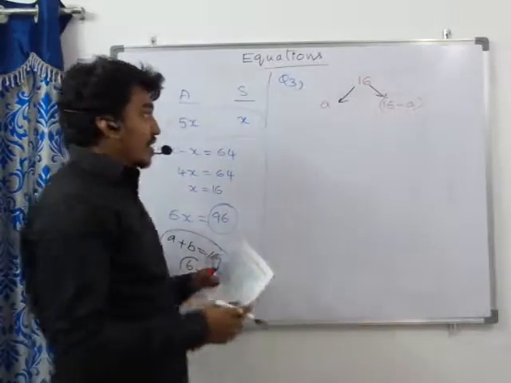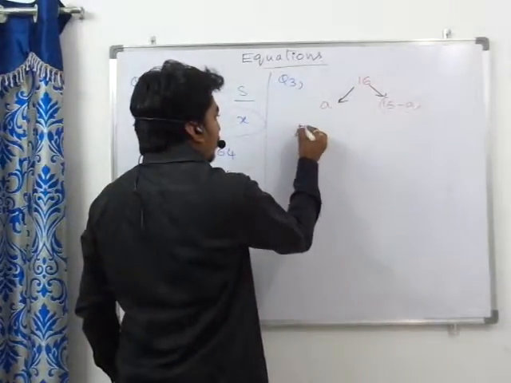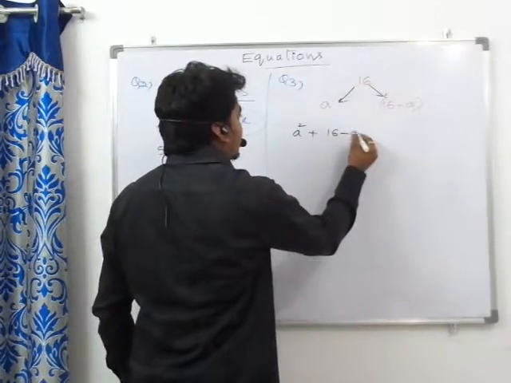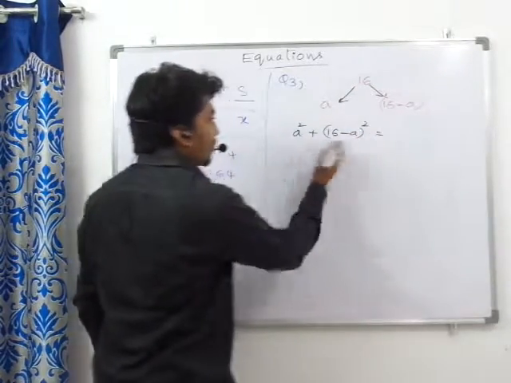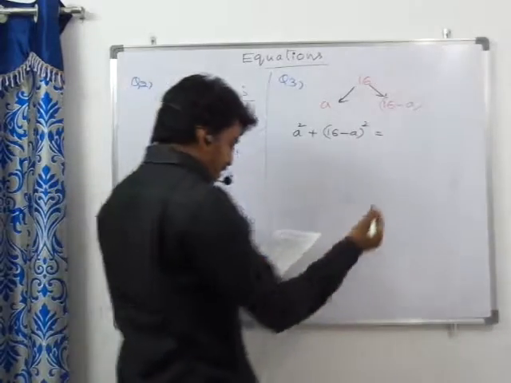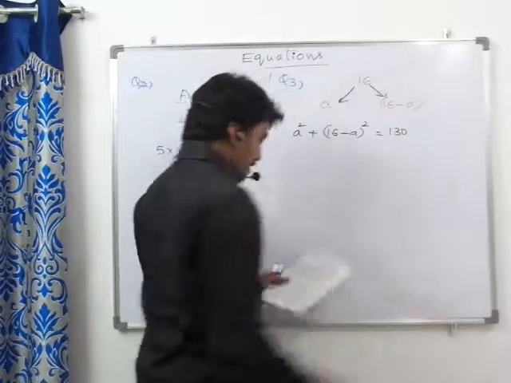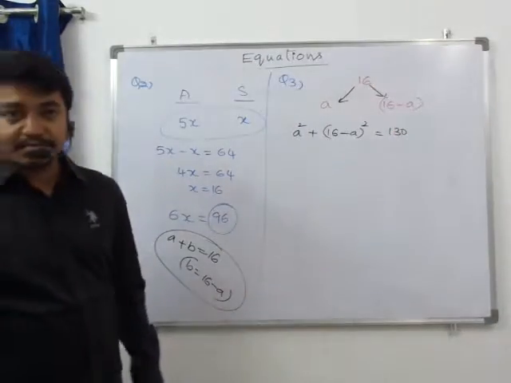And what is the sum of their squares? A square plus this number square, that is, 16 minus A whole square. The sum of squares of the two numbers is given as 130. Then we have to find out the larger number.